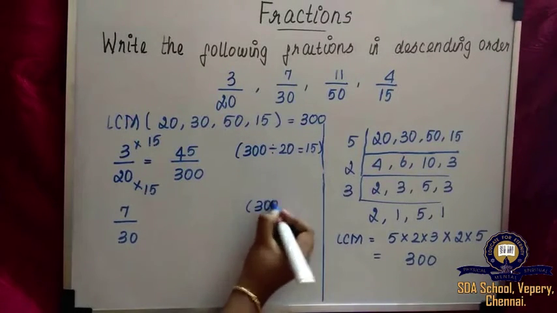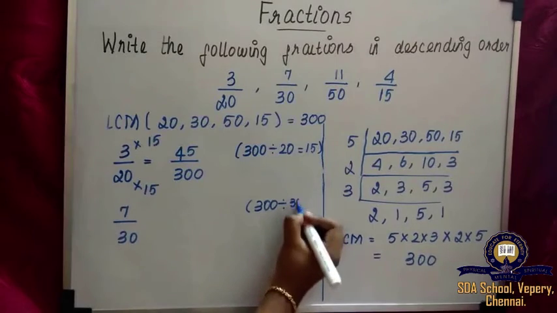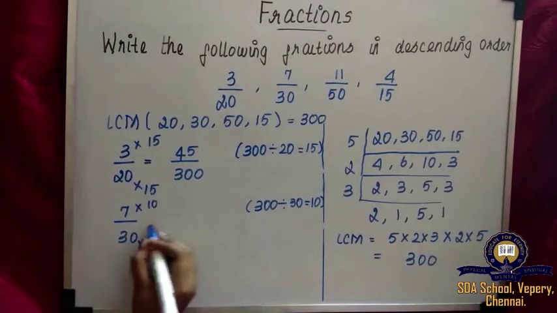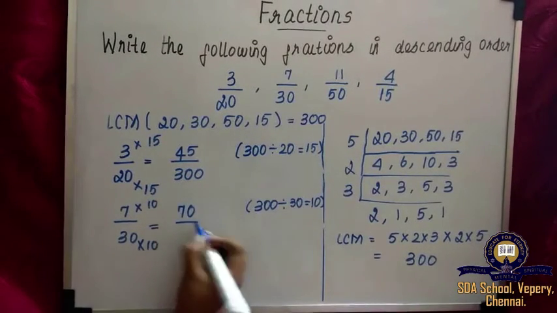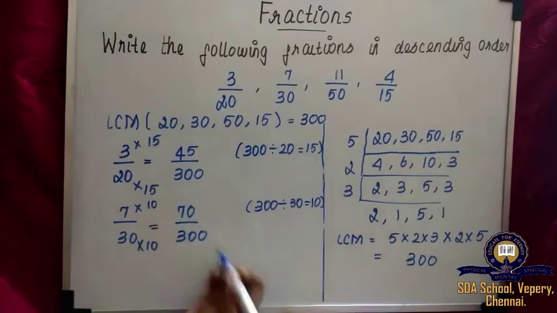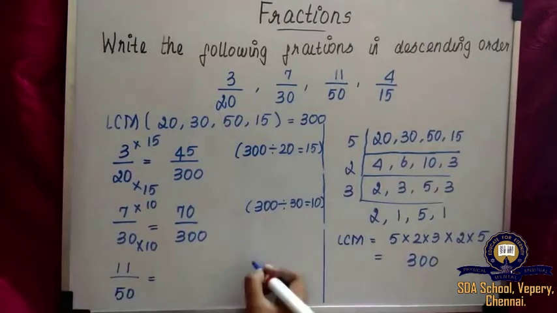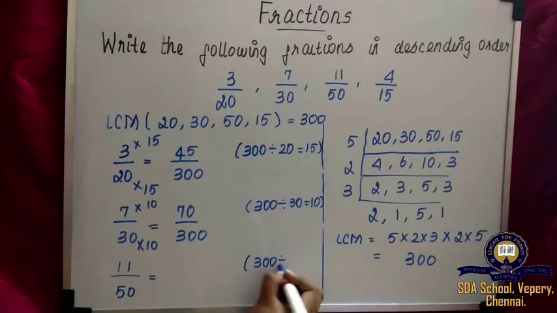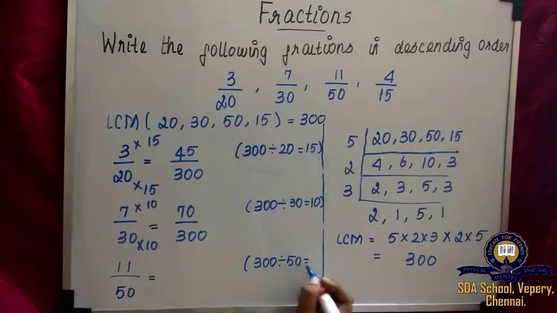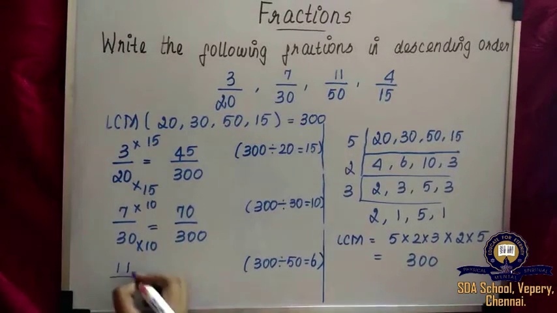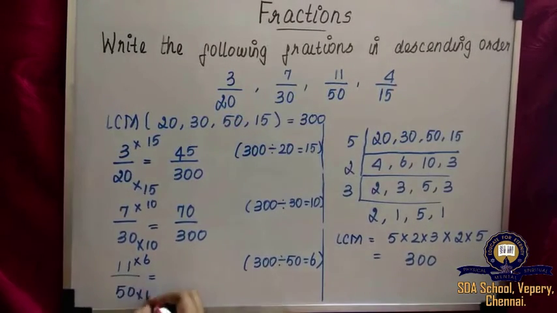So 300 divided by 30 is equal to 10. So multiply the numerator and denominator by 10. 7 tens are 70. 30 tens are 300. Take the next fraction 11 by 50. 300 divided by 50 is equal to what you will get, 6. So multiply the numerator and the denominator by 6. 11 6s are 66 by 50 into 6 are 300.